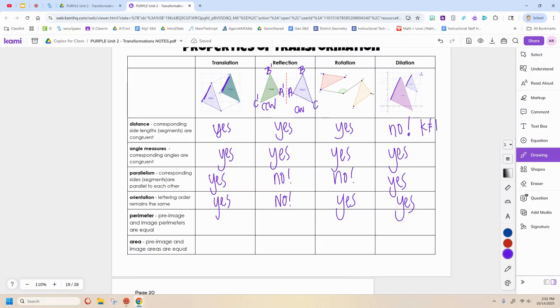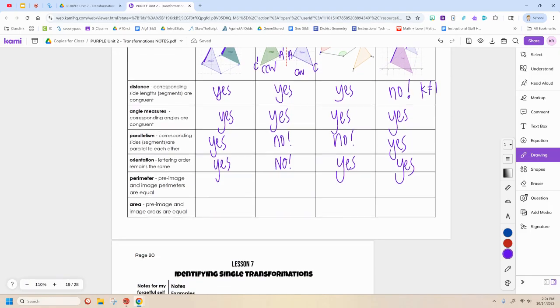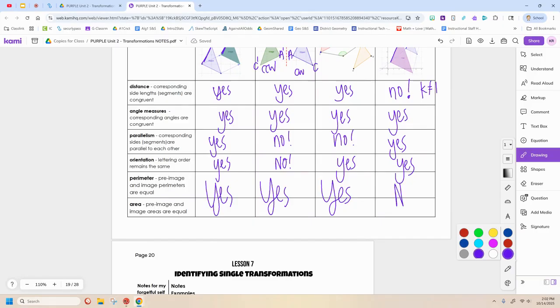Now, basically for these last two, if you have congruent shapes, other measurements will remain congruent. So the idea of perimeter and area, these are going to stay the same for any rigid motion. So rigid motions are rigid motions, but when you dilate, perimeter and area will change.